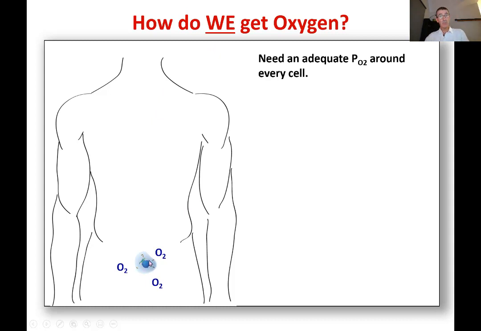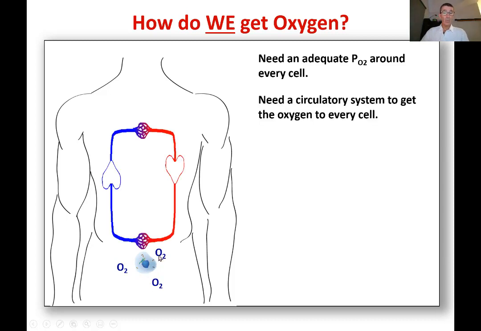So our job as an organism is to make sure that those cells are always surrounded by enough oxygen, exerting enough pressure that the cells can simply use oxygen and it will diffuse in down its partial pressure gradient. To do that, we need to carry oxygen continuously to the cells. And we do that with a circulatory system. The circulatory system has capillaries in every tissue bed, so every cell in your body is bathed in oxygen.